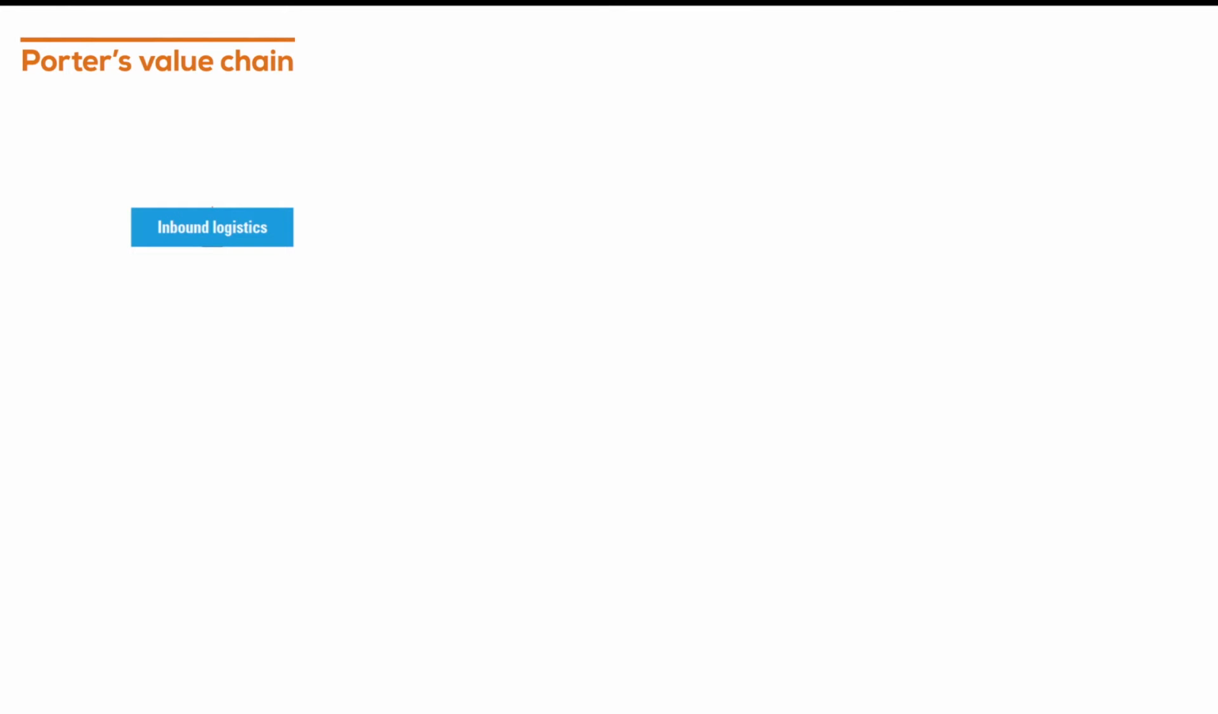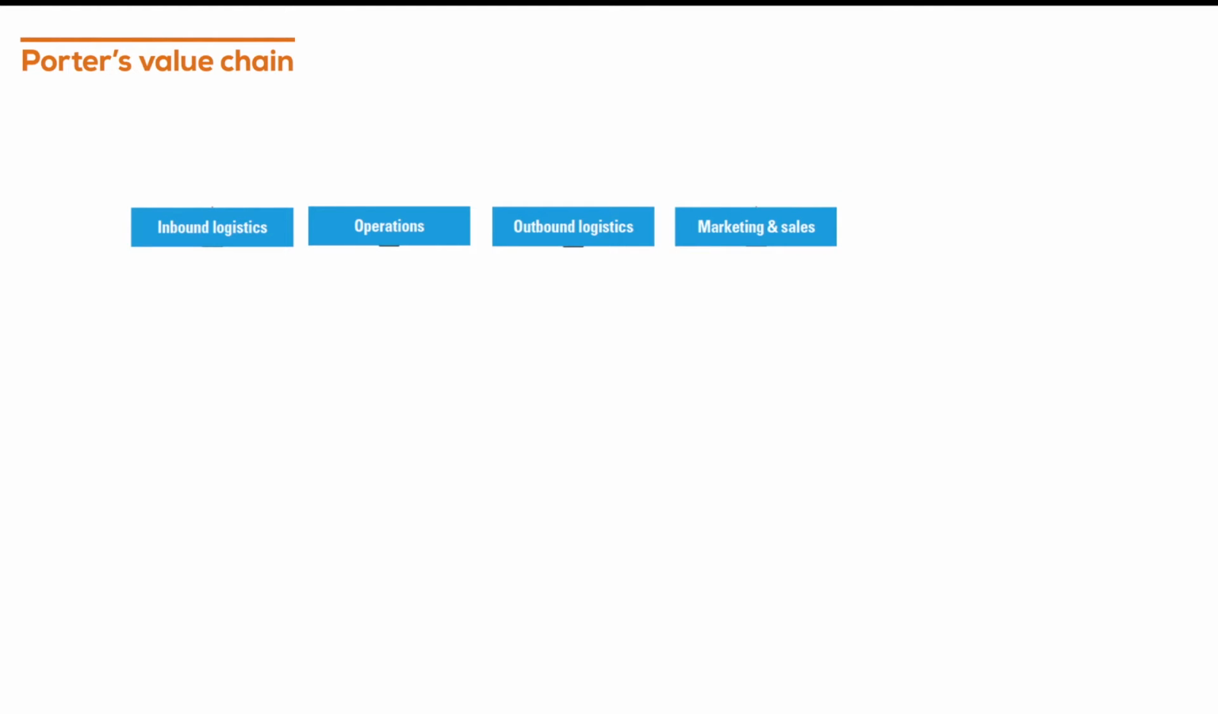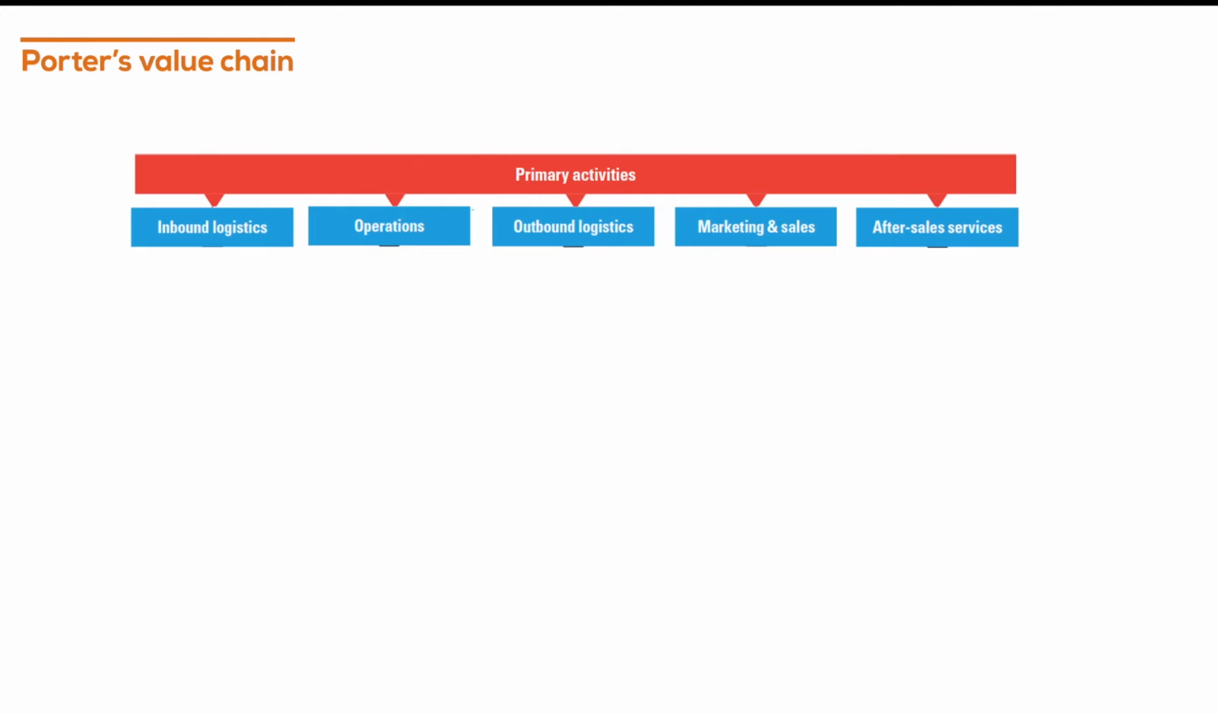Now let's move on to Porter's value chain. As we have understood, inbound logistics, operations, outbound logistics, marketing and sales, and after sales services are the primary activities. Yes, you're right. Now, what is inbound logistics? Inbound logistics is the ordering and receiving of inputs, and the storing and management of inputs. We have to get the raw material into our organization. That is inbound logistics.